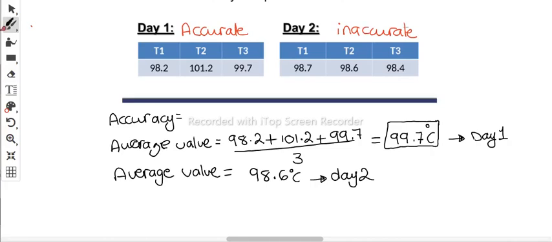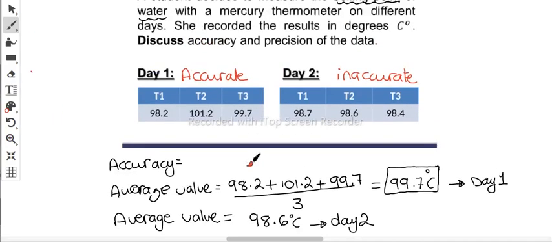Now let's consider the second, which is the precision part. Look at day number 1 and compare the trials to each other. Trial number 1 is 98.2. Trial number 2 is 101.2, then 99.7. You're going to find that the data here is actually scattered. They are not so close. So I'm going to describe day 1 measurement data as being imprecise. So it's not as precise compared with day number 2.